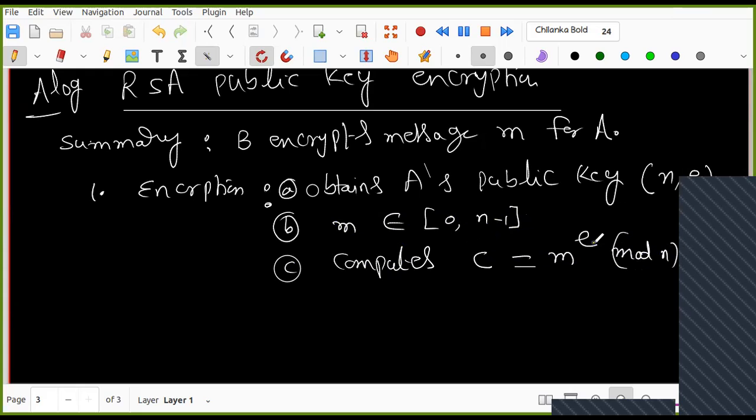So he knows n, he knows e. M is the plaintext he wants to send. M is the message B wants to send to A. Then what is the ciphertext? C is called the ciphertext, equal to M power e mod n. So now we have the ciphertext. What will he do next? He sends C to A. With this, encryption is done.